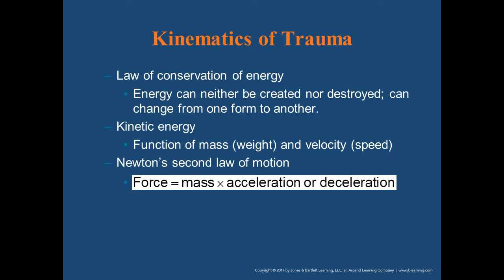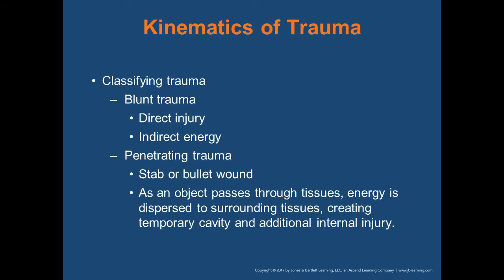So his second law of motion was that force equals the mass times the acceleration or deceleration, and that has to do with vehicles can be the mass, or the person inside the vehicle can be the mass. So there's classifications of trauma. Blunt trauma can be either direct or indirect. And then there's the penetrating traumas, stabs and bullet wounds. As an object passes through tissue, energy is dispersed into the surrounding tissues, creating a temporary cavity or additional internal injuries.